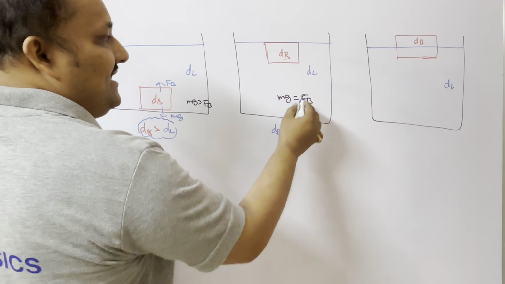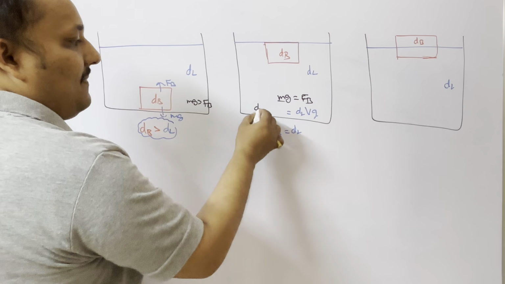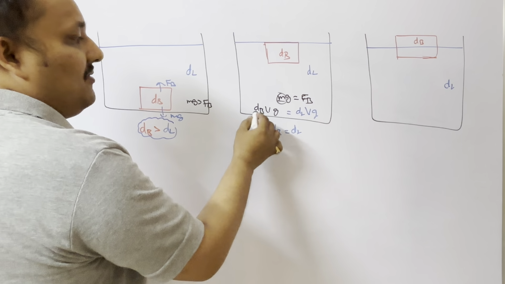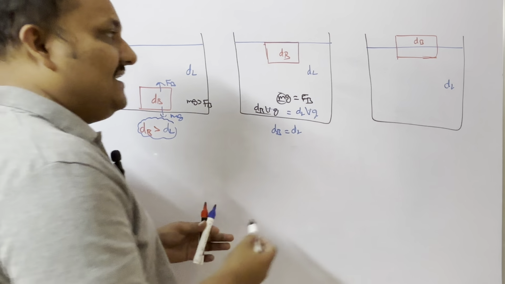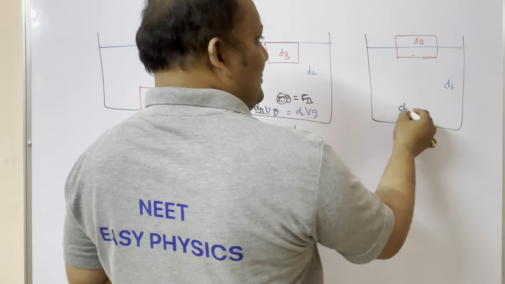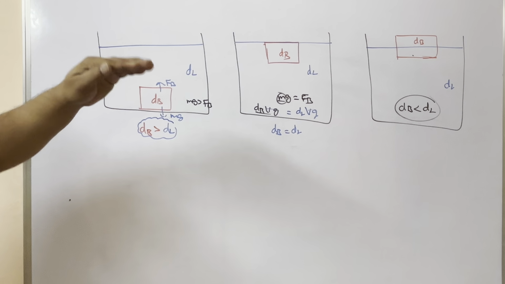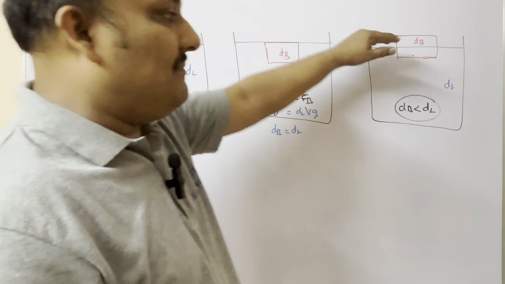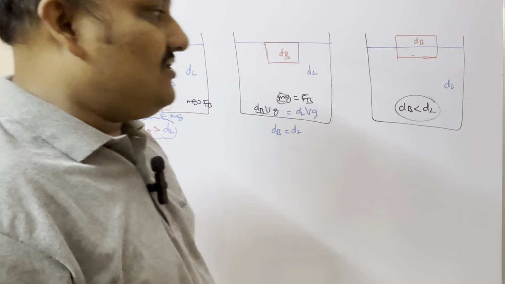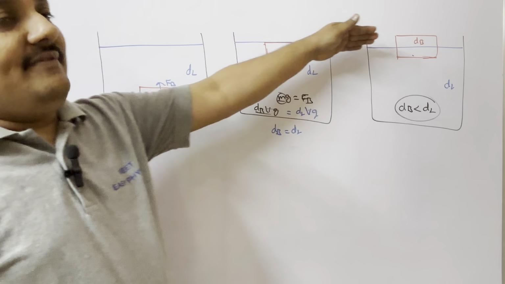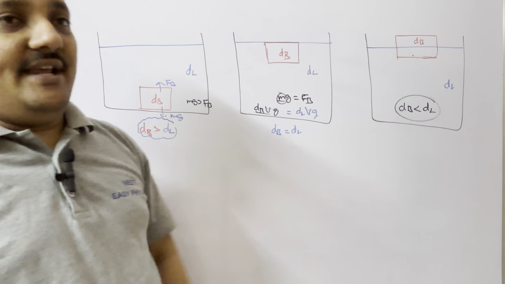So what is the FB buoyancy force formula? dl Vg. So mg is dB Vg, the mass of the body, dB Vg, we wrote. So if you cancel, dB equals dl. Now in this case, the density of the body is less than the density of the liquid. So to float an object, partially immersed, this is the condition. The density of the body should be less than the density of the liquid, and at that time it will not sink. It will be floating, or it will be partially immersed.